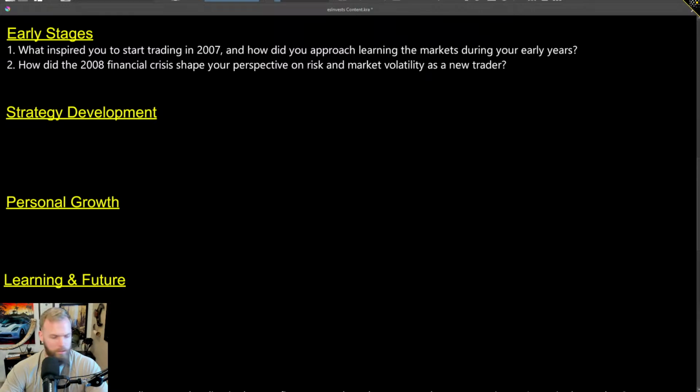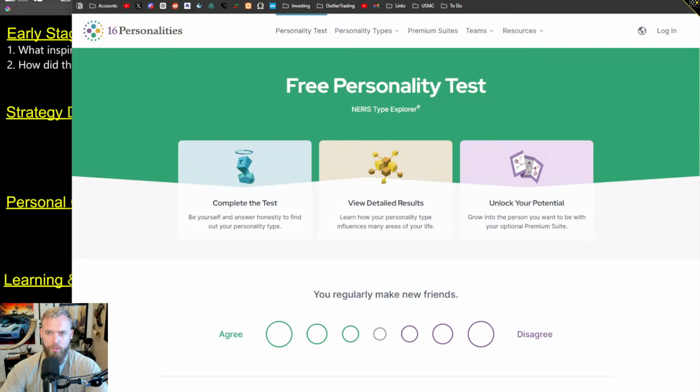Where's the Myers-Briggs? You took it at some point. I remember I took a Deloitte version of it because Deloitte, they have like their own little fancy version for it. Is this the right one? I'll take it right now.